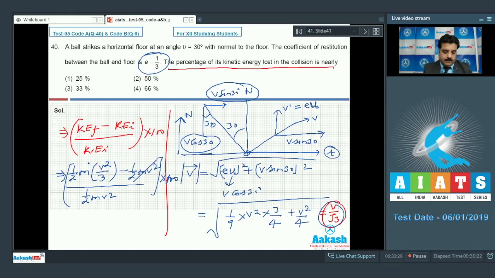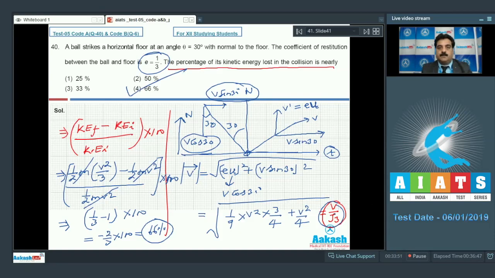You can see half mv square and half mv square cancel out and you have only 1 by 3 minus 1, into 100. When you solve, you will get minus 2 by 3 into 100, so that will give you 66%. The minus sign indicates the loss of energy. So my option number 4 will be the right choice. So let's move on to question number 41.